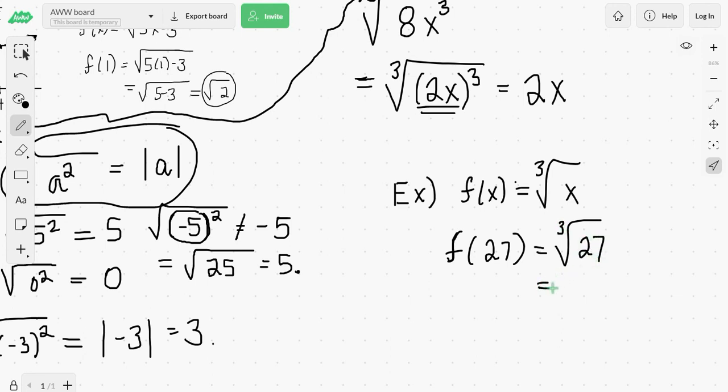But notice something special about the number 27. The number 27 is just the same thing as 3 cubed. So we've just expressed 27 as a perfect cube, so we can in effect cancel out the cube and the cube root and just get 3. So f of 27, when we plug in 27 into our function, we do get 3. So f of 27 is 3.